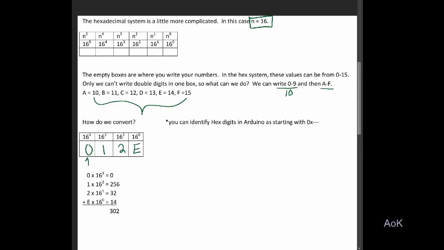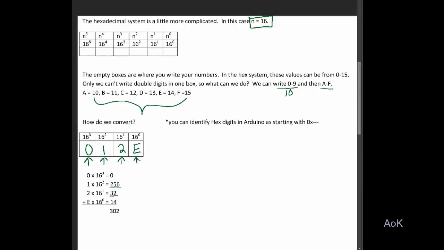0 is in the position of 16 to the 3rd power. 1 is in the position of 16 to the 2nd power, which is the equivalent of 256. 2 is in the position of 16 to the 1st power, so 2 times 16 is 32. And finally, E is in the 1's position.